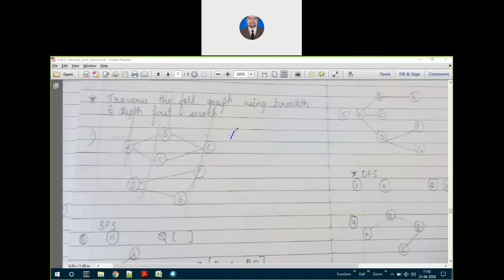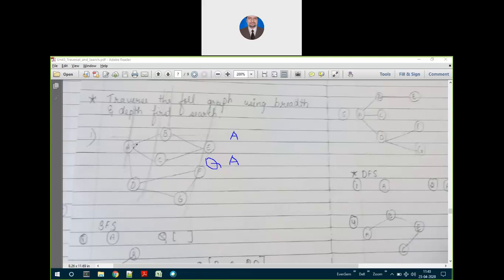So I will start from what? The vertex A. Okay. So when I choose vertex A, I should be adding the vertex A into my Q. The bottom line I'm writing, this is the Q. So in the Q, initially what I have is A, and in the BFS search, I have A.